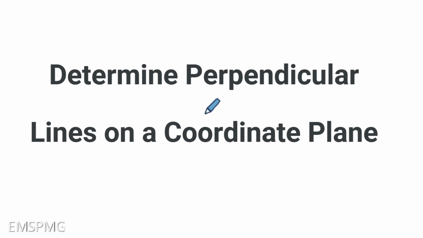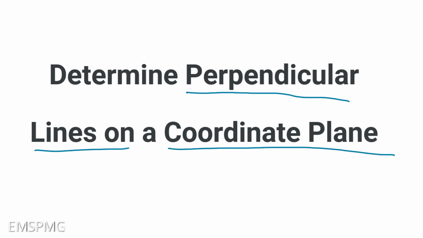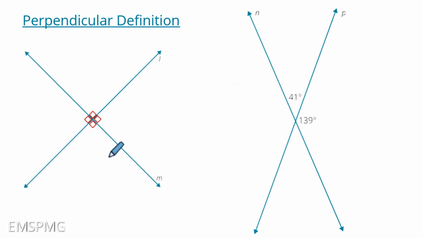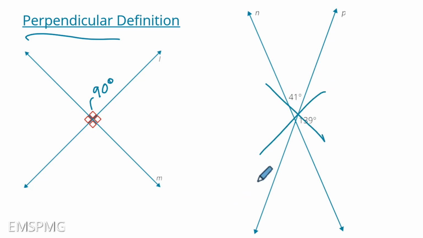Hey guys, in this video we're going to check out how to tell if lines on the coordinate plane are perpendicular. Okay, so just a quick refresher on what perpendicular is. Perpendicular just means that when two lines cross, they cross at 90 degrees. If you look over here, this is an example. These are not perpendicular lines because they do not cross at 90 degrees.